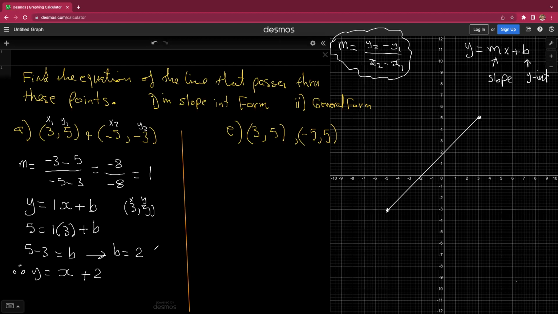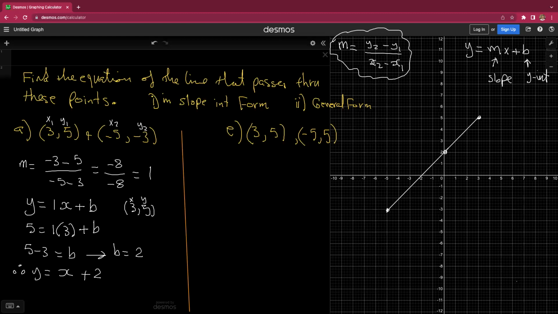Wait, I'm still a little confused. Does it matter which one you pick? Yeah, you pick the negative 3 version or the 5, or the -5 and -3, it doesn't matter. Both of them will give you the same answer. Okay, is there one where it doesn't give you the same answer? No, it always gives you the same answer because these points follow the same line.